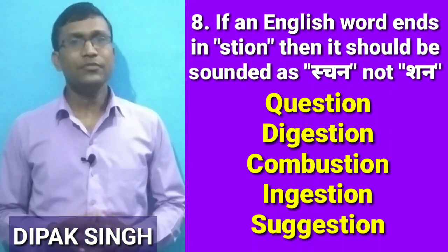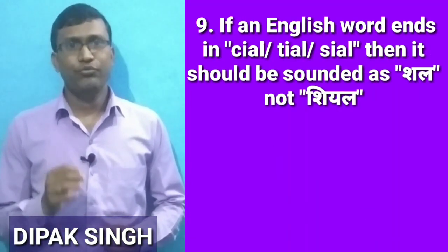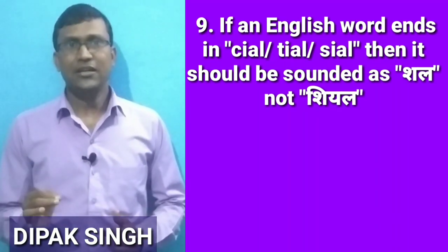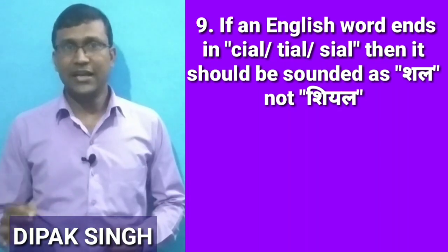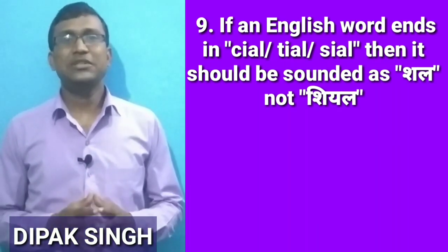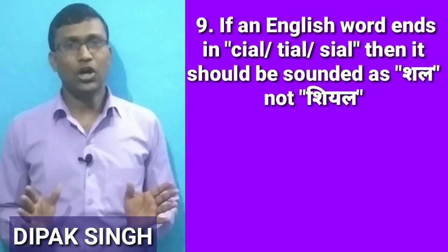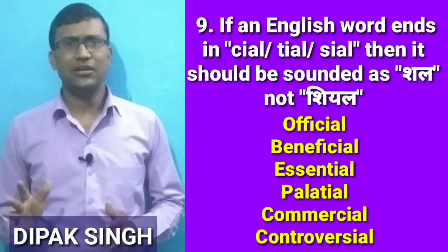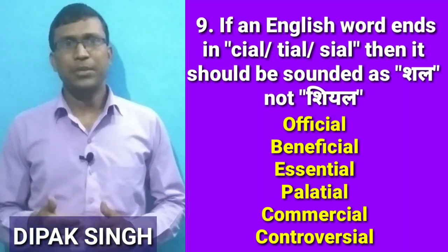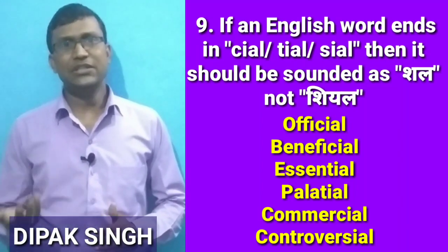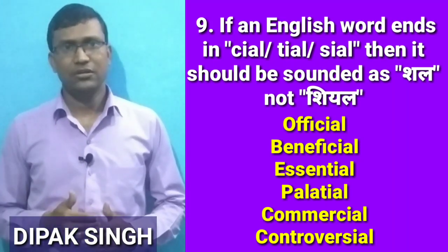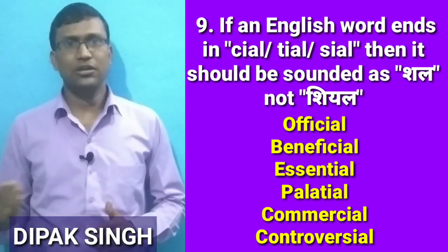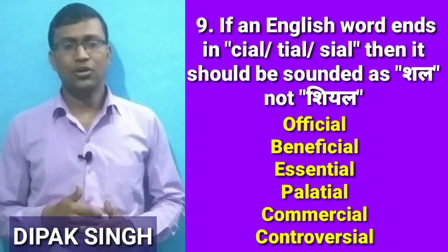Next rule, if an English word ends with CIAL or TIAL or SIAL, then such words should be sounded as shall, not shall. For example, official, not official. Official. Beneficial, not beneficial. Essential, not essential. Palatial, not palatial. Commercial, not commercial.